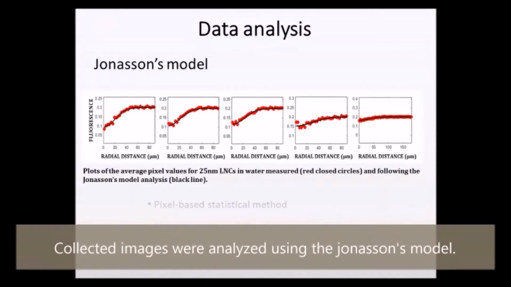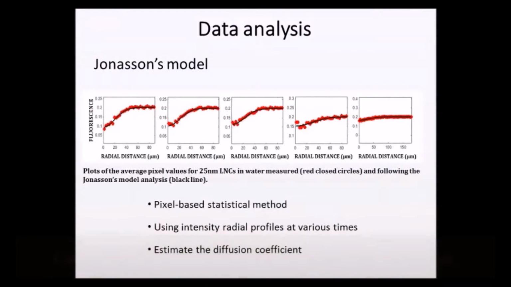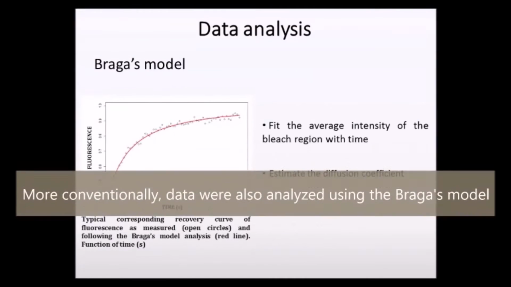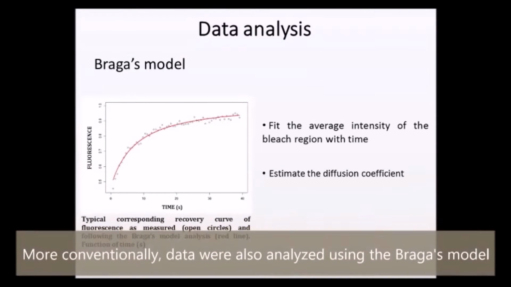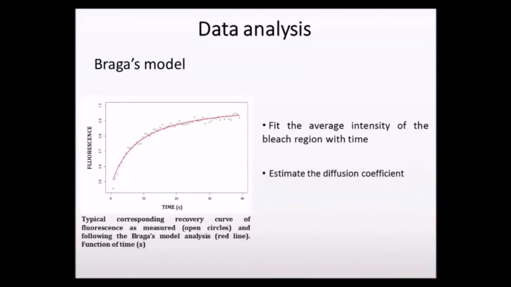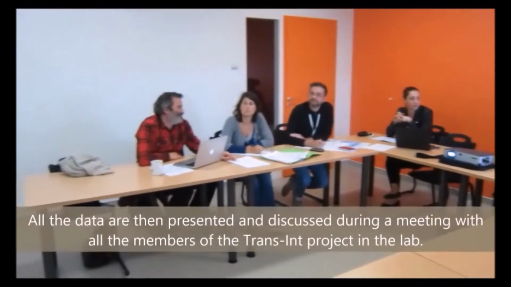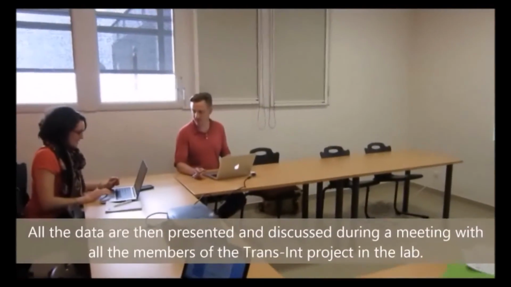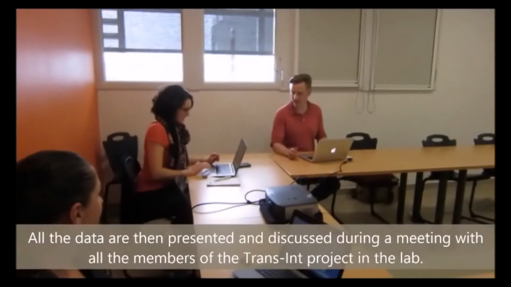Collected images were analyzed using the Jensen model. It's a pixel-based statistical method that estimates the diffusion coefficient using intensity radial profiles at various times. More conventionally, data were also analyzed using the Bragas model that fit the average intensity in the bleach region with time. All the data are then presented and discussed during a meeting with all the members of the Transint project in the lab.